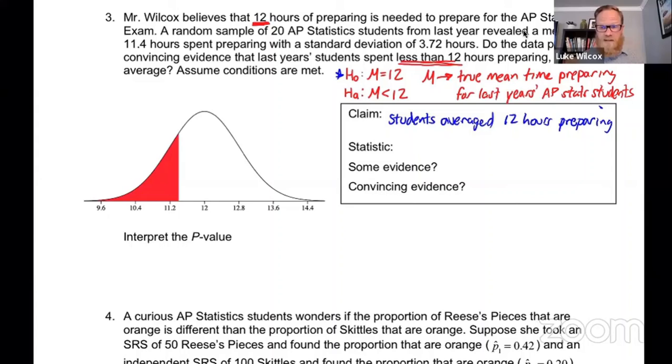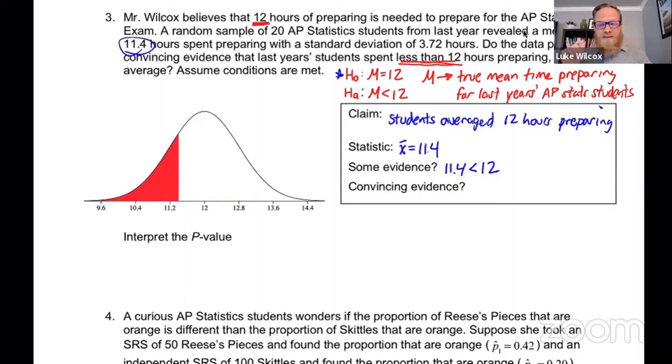Now, the statistic is the observed result that we got from our sample here, and we know that that is 11.4. Making sure that I'm using the correct notation here, this is a sample mean, so I'm going to use x bar, and the statistic here is that x bar is 11.4. Now, does that provide some evidence that the true mean is less than 12? Well, sure it does, right? 11.4 is in fact less than 12. So we do have some evidence that the true mean is less than 12.